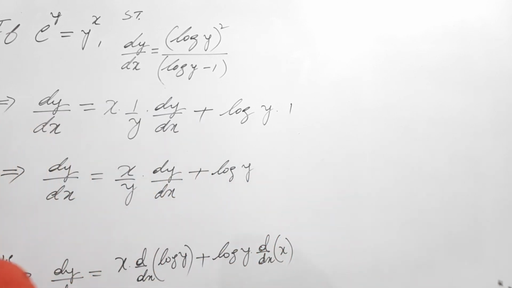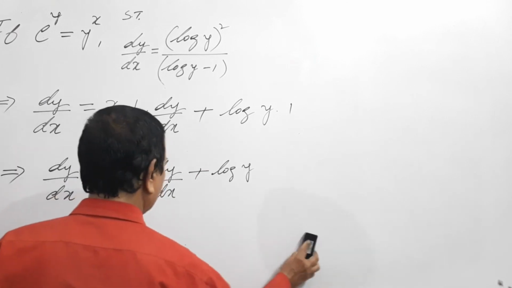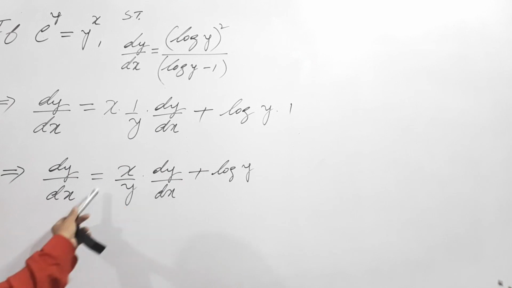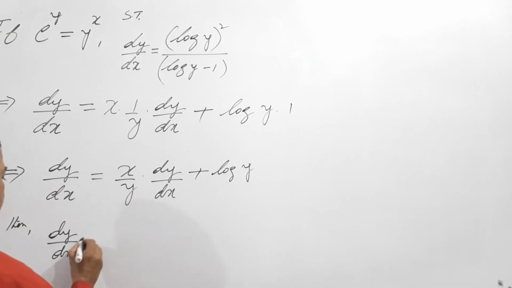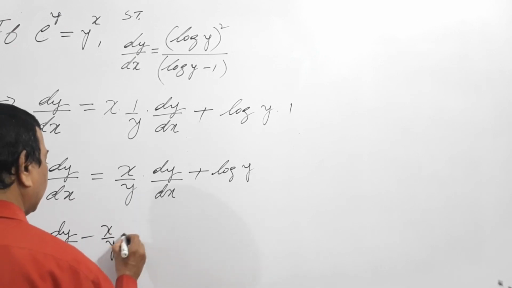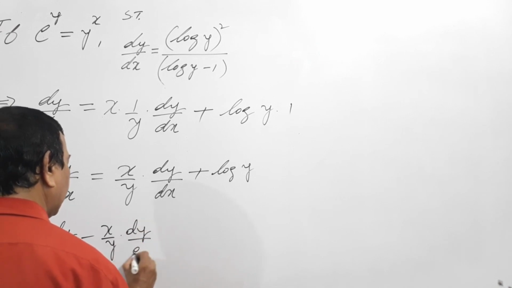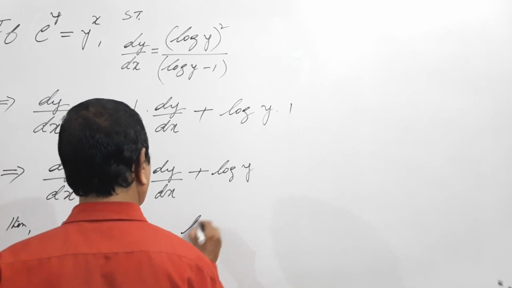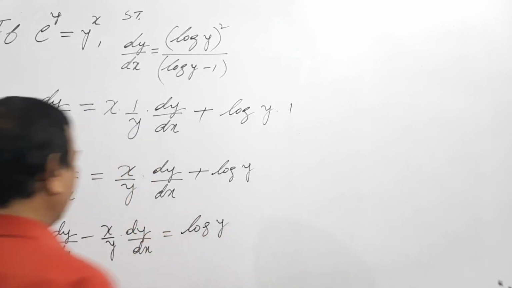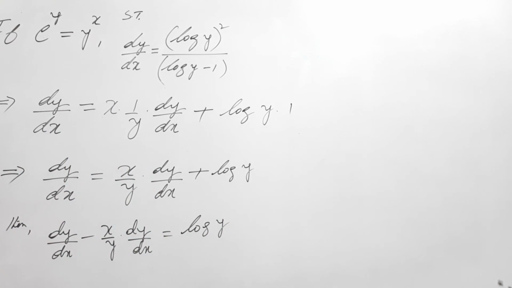So what I will do is I will transfer this to the left hand side because we have a dy by dx. So this becomes then dy by dx minus x by y dy by dx equals to log y. So I rub this.